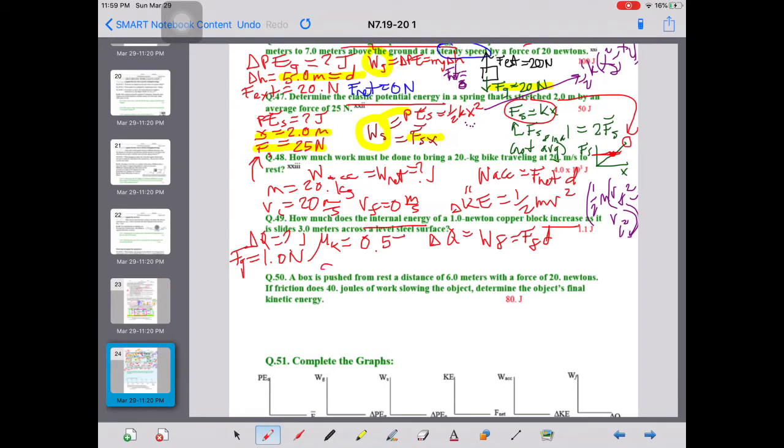They want to know, displacement here, 3 meters. So can we actually get this FFD? Sure we can. Here's the block. Here's your FG. Here's your FN. Since it's on flat ground, this FG and this FN are going to be the same.